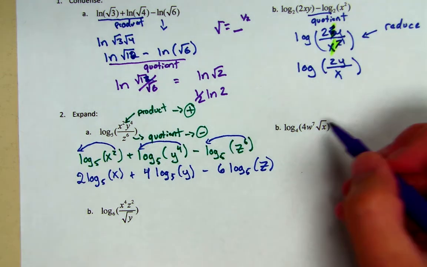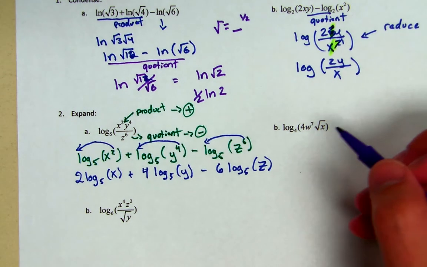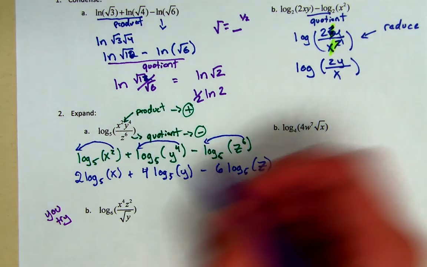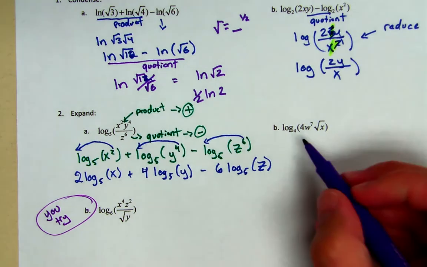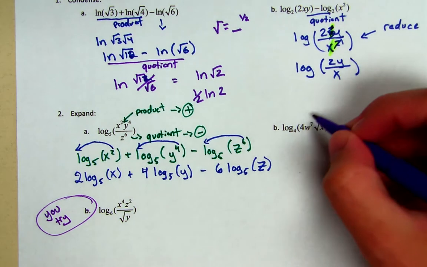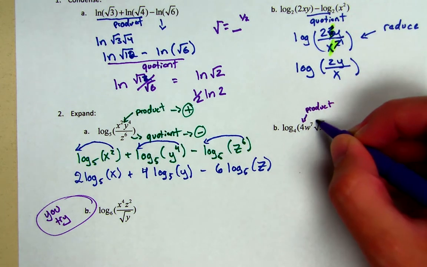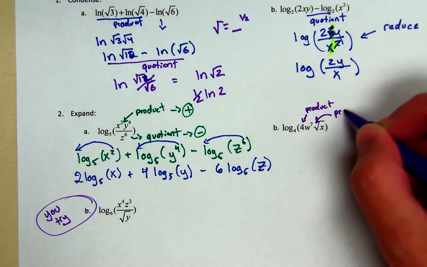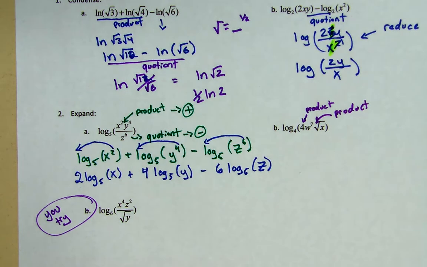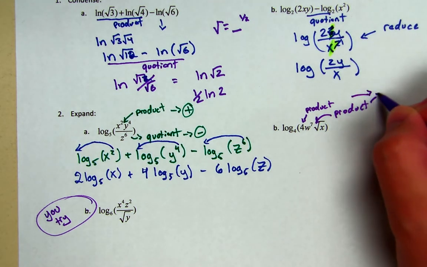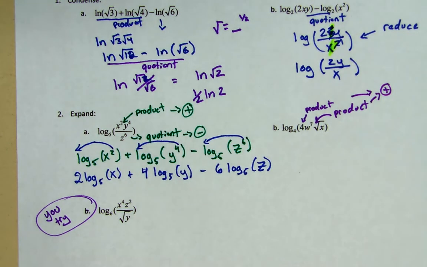Alright, and let's do this one, and the last one I'm going to have you do on your own. So this one you're going to try, and we're going to do this one together to finish it off. So I see there's a product here, and there's also a product here. So I have all adding going on. So this tells me I need to add twice.